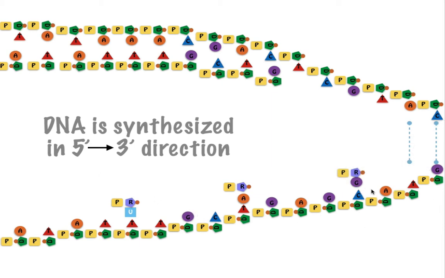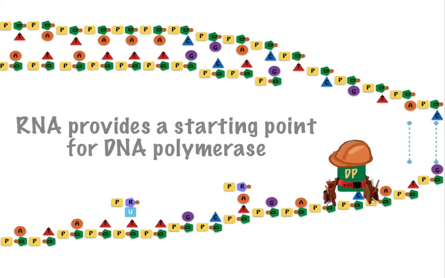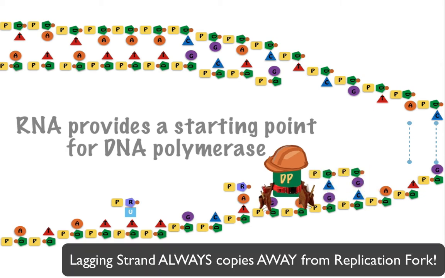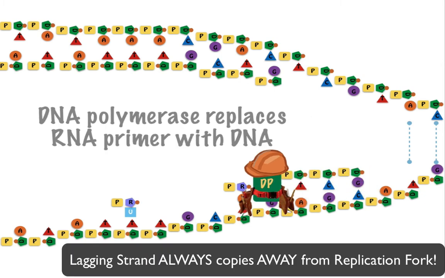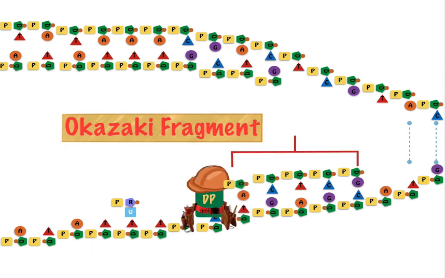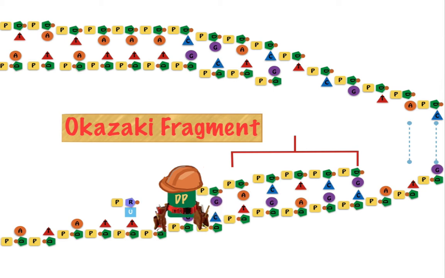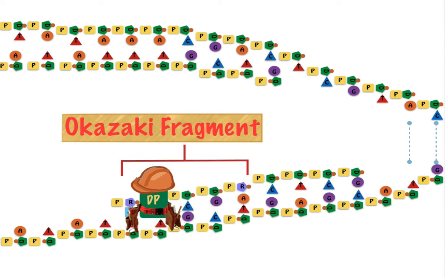Remember, we're going to end up copying away from the replication fork. So these RNA primers are starting points for our DNA polymerase. So our DNA polymerase identifies the first position, and you notice it's copying away from the replication fork. And as it approaches each RNA primer, it replaces it with the appropriate DNA nucleotide. And each one of these sections is called an Okazaki fragment. Okay, so that's one Okazaki fragment. Here's our second. And remember, our RNA primers mark the starting and end points for each Okazaki fragment.